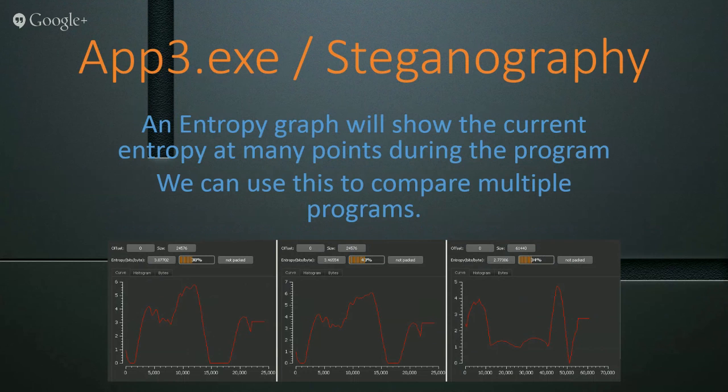Okay, so for the third application, at the bottom you see a graph. The one on the far left is app 1, the middle app 2, the third one is app 3. An entropy graph is just going to show you the entropy at many points during the program. Entropy is, in a way, a graph of the somewhat randomness of the program itself, and it's also the ability to be predictable. It's pretty complicated, and it can get much more in depth. There are many more uses for the entropy graph.